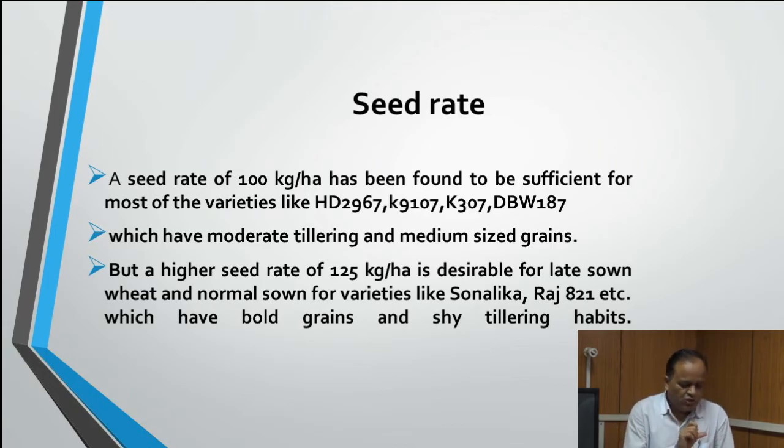And this is also true for the bold seeded wheat varieties like Sonalika, Raj, HI 1544, GW 496, then LOK1. All these varieties have bold grains.